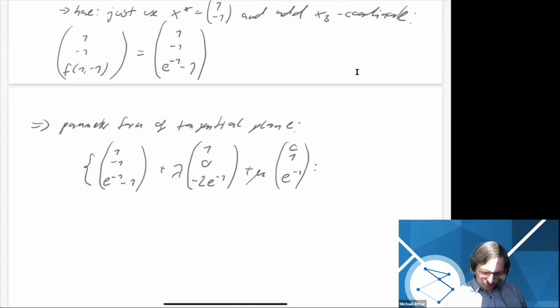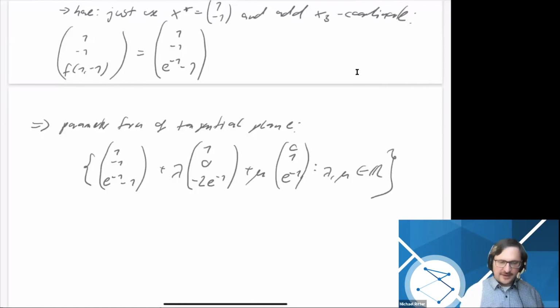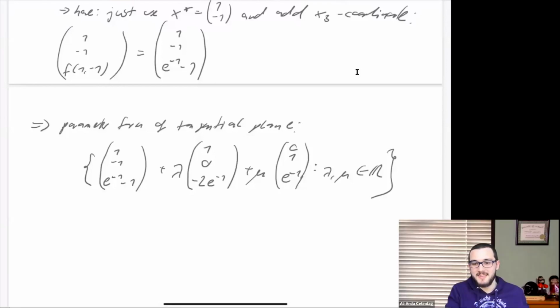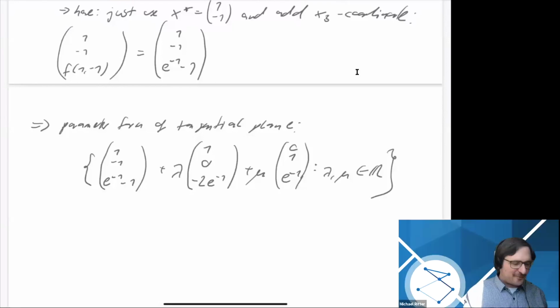And we just move along these two directions. So lambda and mu are taken from R. Okay, so that's the parameter form. Okay, any questions? Nothing here. Okay, great.